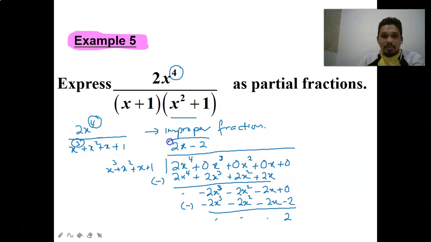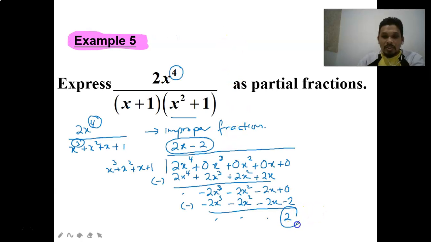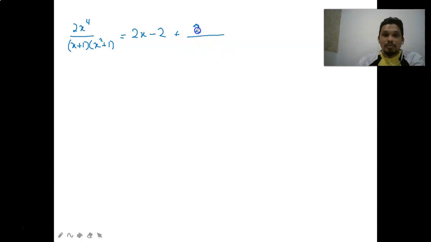Okay, so now, from here, we come up with 2x to the power of 4 divided by x plus 1 and x squared plus 1 equal to 2x minus 2. Okay, look at this one here now. 2x minus 2 plus 2 divided by, look at the remainder here, which is 2, so 2 divided by x plus 1 and x squared plus 1.